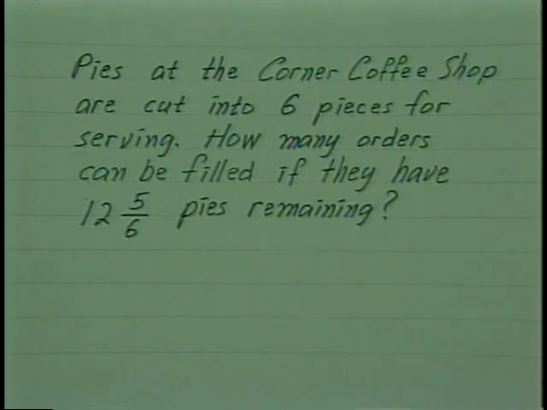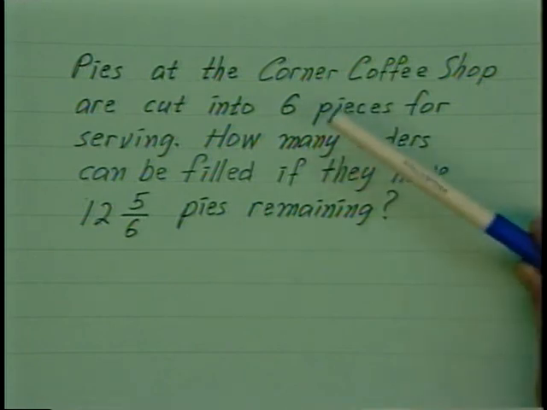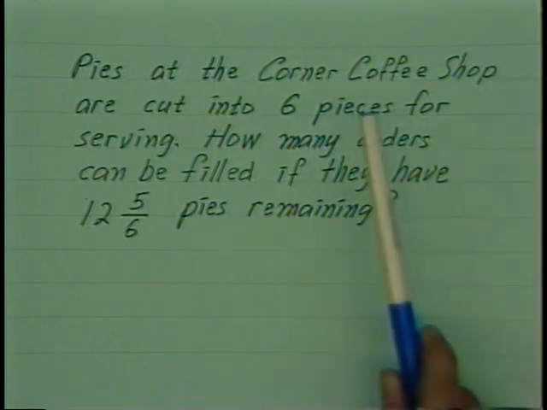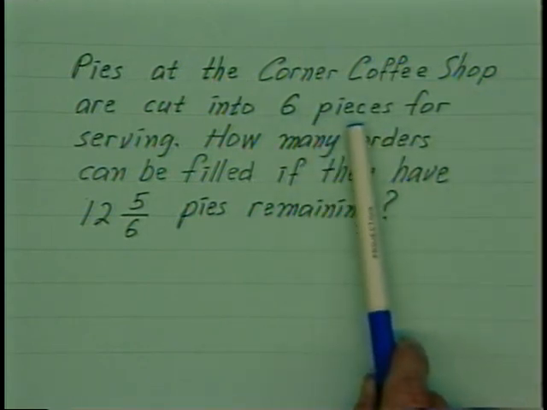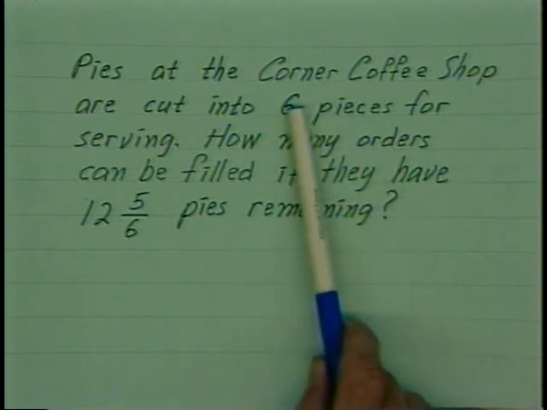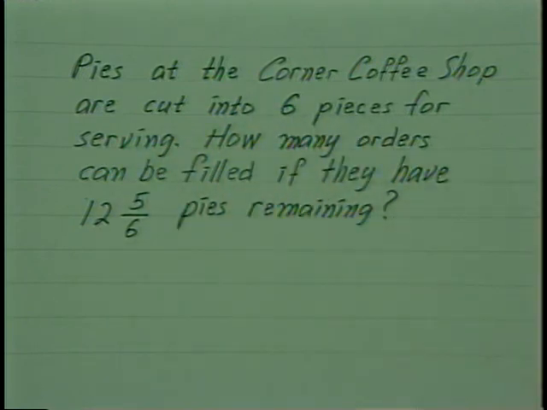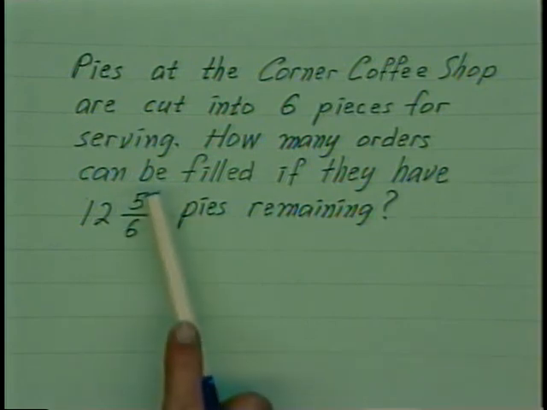And to encourage you to begin to think more and more verbally, each lesson always gives you some verbal or story problems to try to encourage you to translate from these words to an arithmetic statement. So let's see how we would handle this one. Pies at a corner coffee shop are cut into 6 pieces for each serving. See, we're talking about fractions now. We're dividing a whole, pie in this case, into 6 pieces each pie. How many orders can be filled if they have 12 and 5/6 pies?